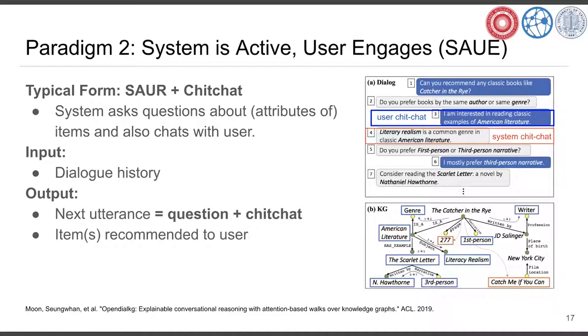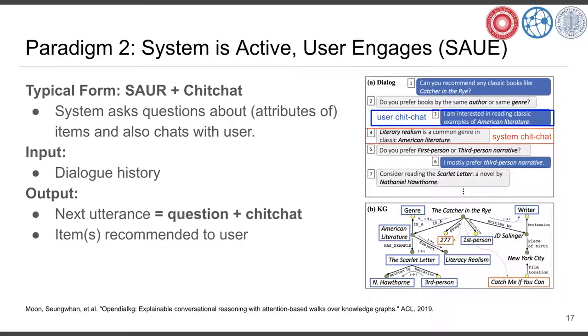And for the second paradigm, where the system is active and user engages, a typical form of this paradigm is SAOP plus chit chat. That means the system still asks questions, the user responds, plus some additional chit chatting. If you look at this example, in the second utterance, the system or the agent asks a question, do you prefer books by same author or same genre? The user does not directly answer this question. What he or she said is, I'm interested in reading classic examples in American literature. This is more like some chit chat or expressing his or her preferences.